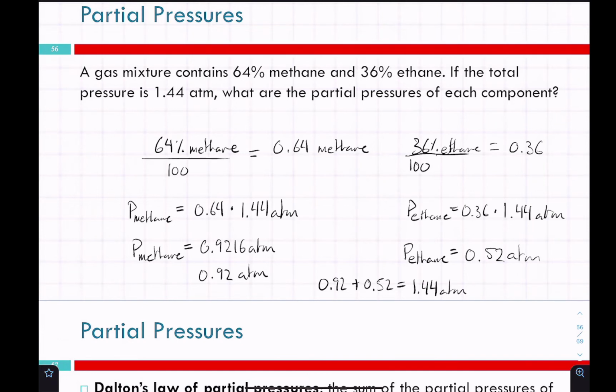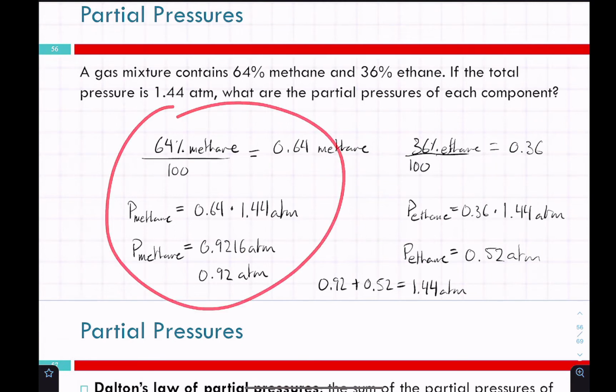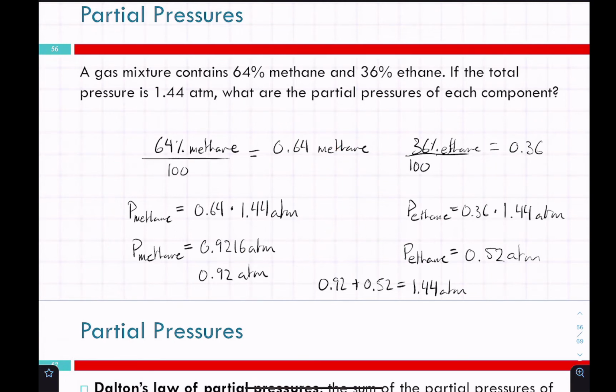It might just be easier to say 64 plus 36 equals 100, so that would make up 100% of the total pressure, which would be 1.44. You could do it that way, yeah. So then you don't calculate the individual partial pressures. If you have just two things in the mixture, you could calculate one of these and then just subtract the partial pressure of that from the total, right? Because that would tell you what the other portion is. And that is actually leading into the next slide.